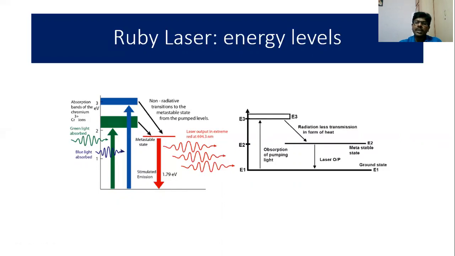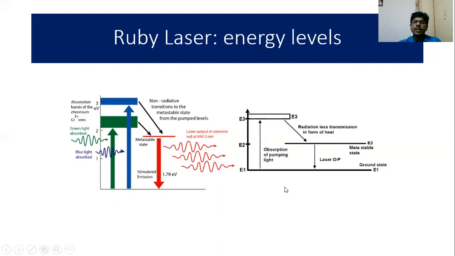So population inversion occurs between the level E2 and E1. E1 is a ground state. So a large amount of energy is required for population inversion to take place. And since the population inversion involves the ground state, it is a three-level energy diagram. Now, there are some transitions from E3 to E2, but these are non-radiative transitions. That is, heat is given out.